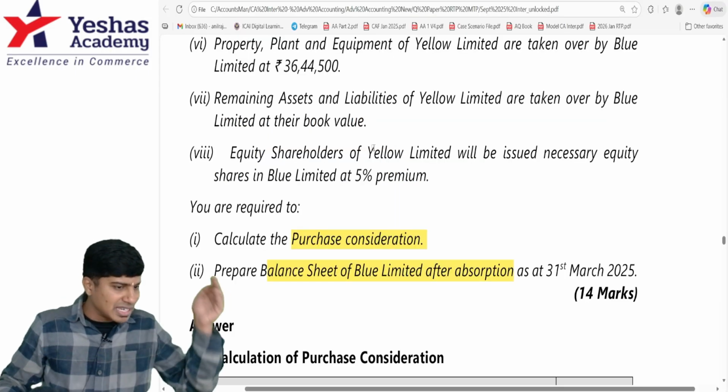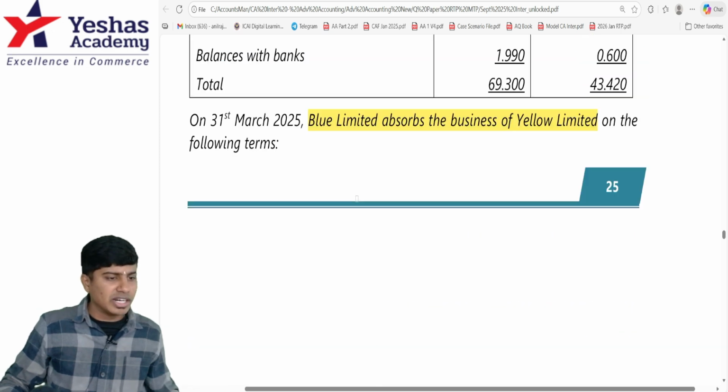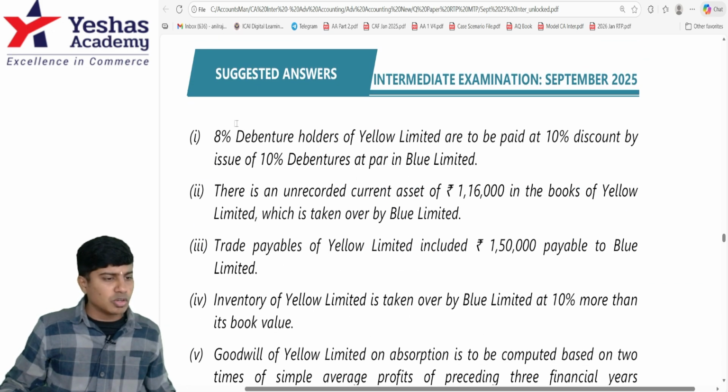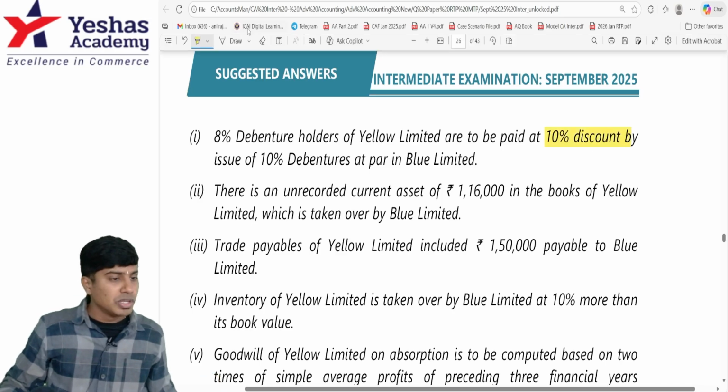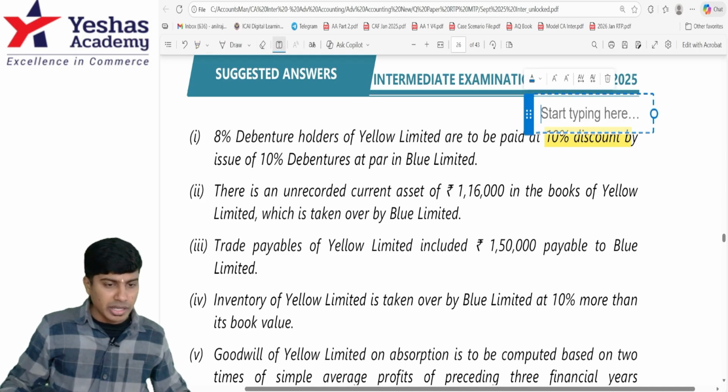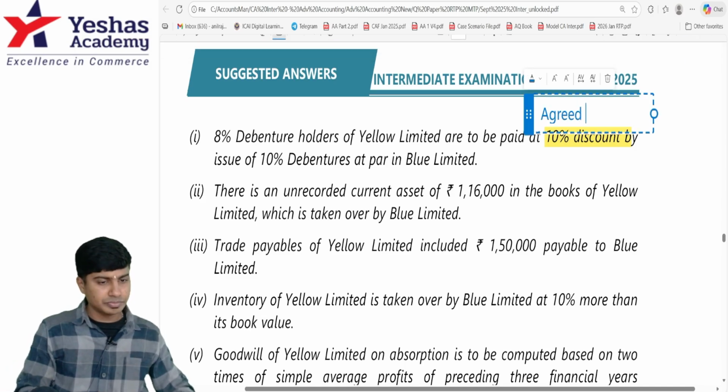Now let's quickly skim through the adjustments and see what adjustments we have. To begin with, they've told 8% debenture holders of Yellow are to be paid a 10% discount by issue of 10% debentures at par in Blue. This 10% discount is there, no? This is going to be crucial in agreed value computation.